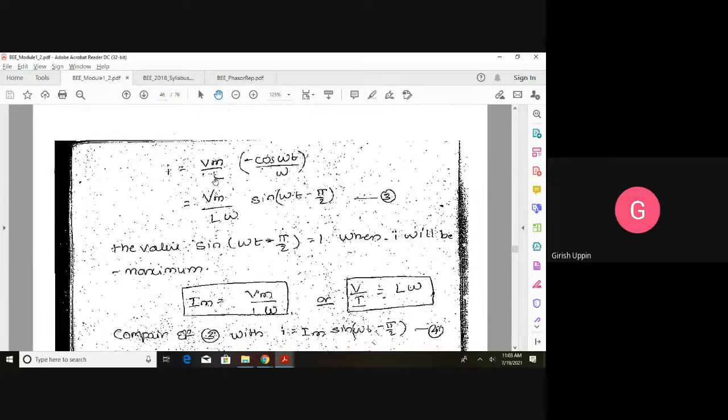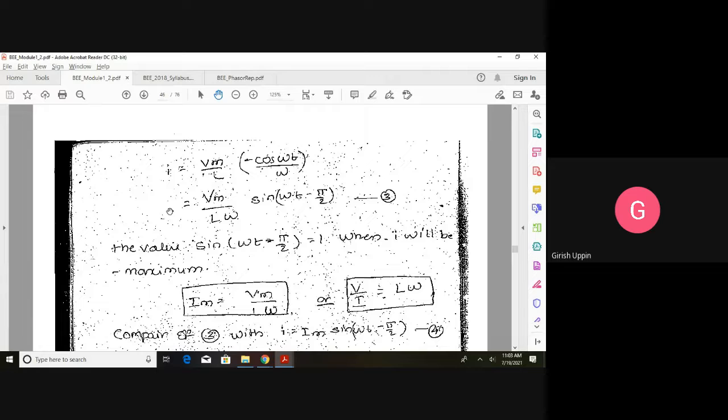That you get it as I is equal to Vm by L minus cos omega t divided by omega. Omega is constant, isn't it? Omega is 2 pi f, and f is constant. So you take it outside. This will come as I is equal to Vm divided by L omega, and this minus cos omega t can be represented as sin omega t minus pi by 2.